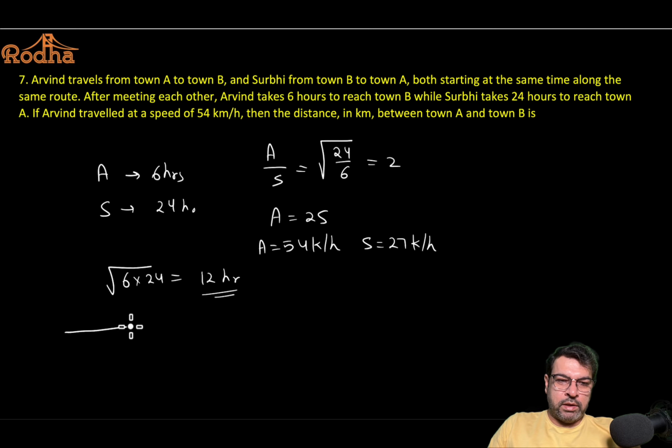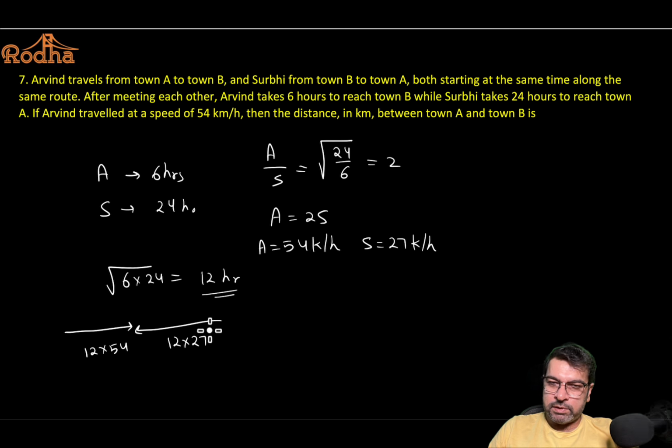Suppose Arvind came from here and Surabhi came from here, and the meeting time is 12 hours, right? So Arvind has traveled this distance with a speed of 54 km per hour. So this distance is 12 into 54. And Surabhi has traveled this distance in 12 hours with a speed of 27. So when you add these two values, you get the total distance, right?